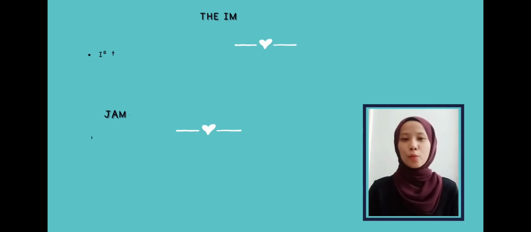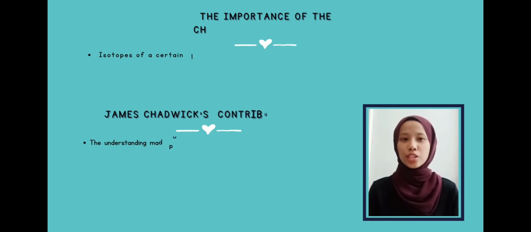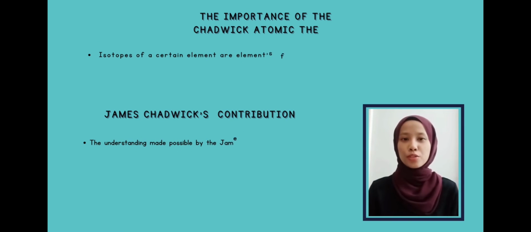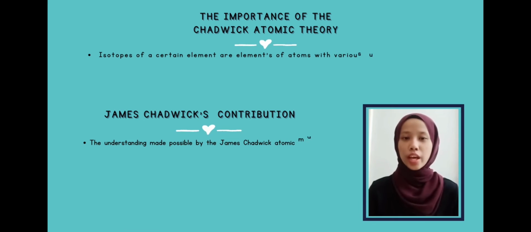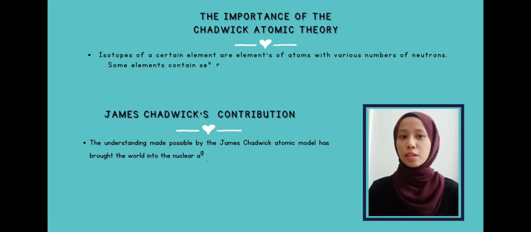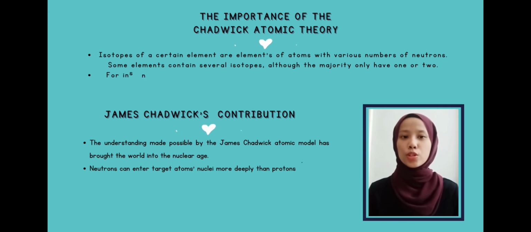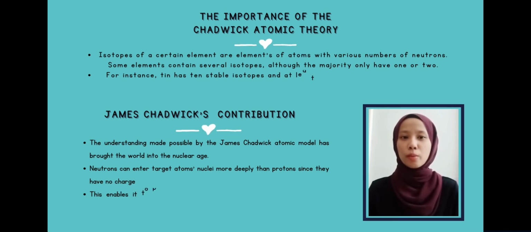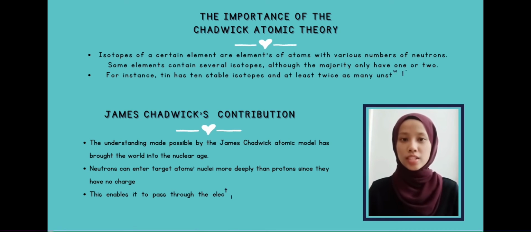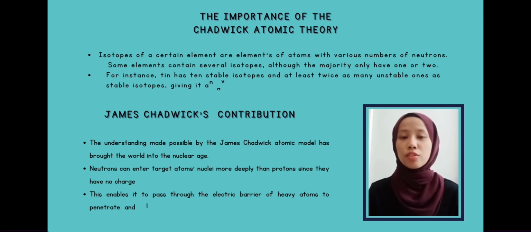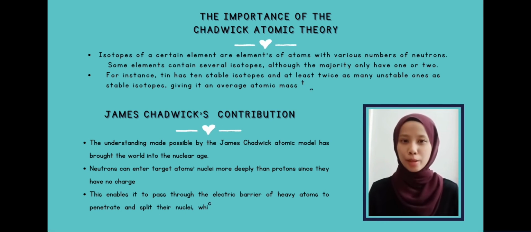I'm Dhia. I'm going to explain the importance and contributions of Chadwick atomic theory. First of all, the importance of the Chadwick atomic theory can be seen in isotopes, which are atoms of a certain element with various numbers of neutrons. Some elements contain several isotopes, although the majority only have 1 or 2. For instance, tin has 10 stable isotopes and at least twice as many unstable ones as stable isotopes, giving it an average atomic mass that is significantly different from double its atomic number.